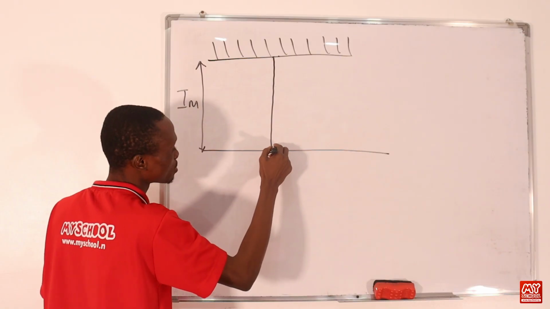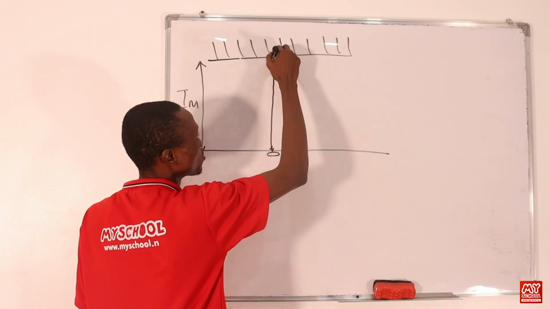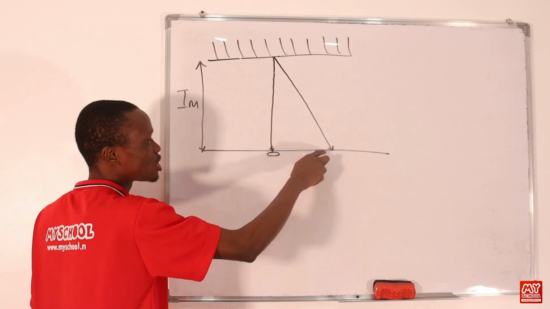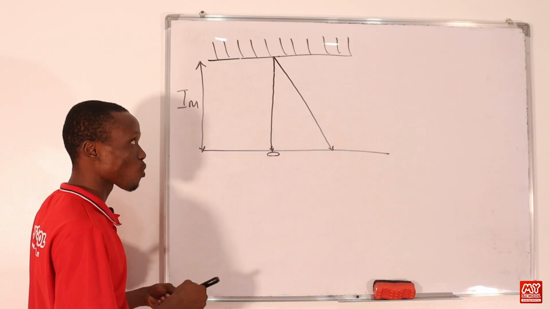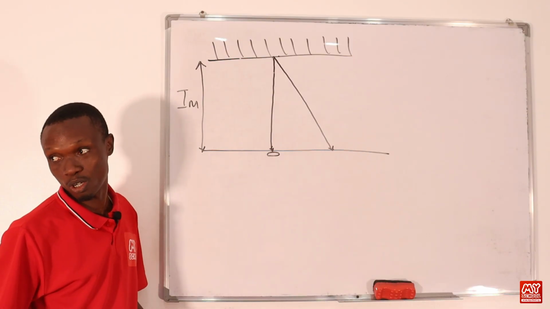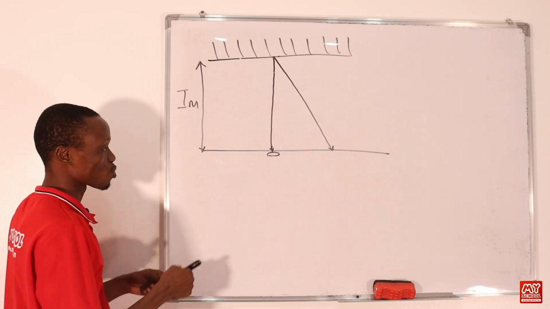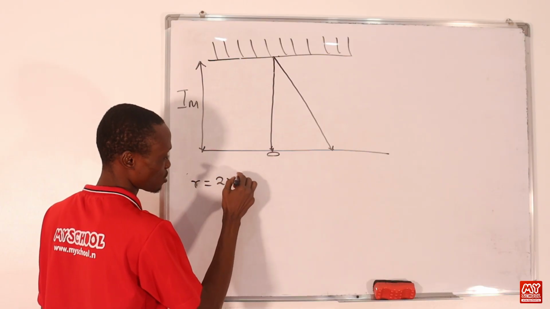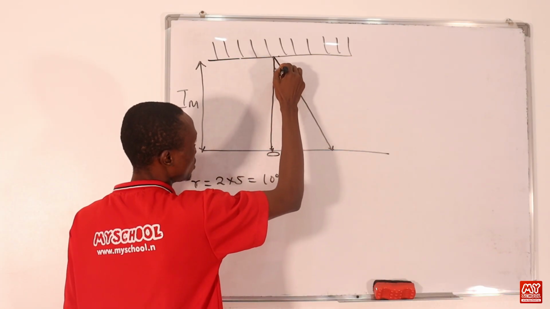So when this mirror is rotated, the spot is going to move a little. This becomes the new reflected ray, and this becomes the new position of the spot. Remember that the angle of reflection is equal to 2 times the angle of rotation. In this case, the mirror is rotated through 5 degrees, so the angle of reflection R will be equal to 2 times 5, which is 10 degrees. So the angle here will be 10 degrees.